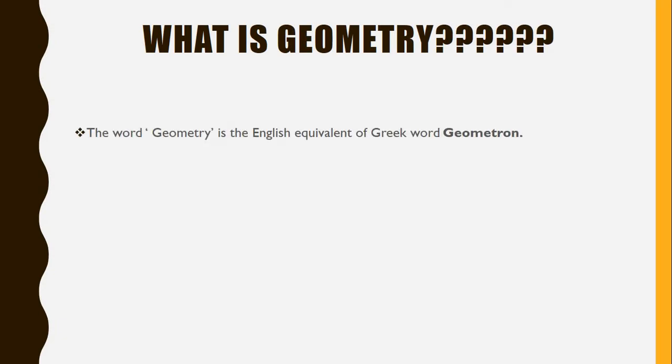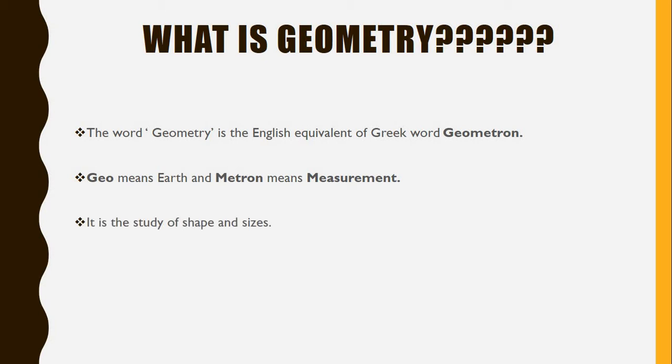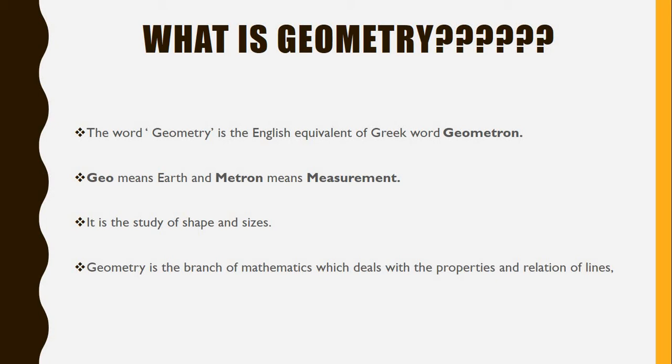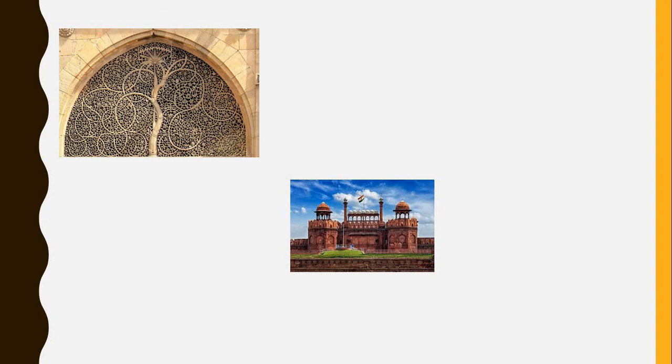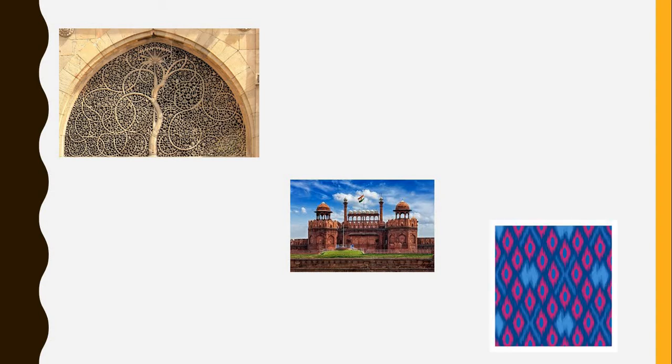The word geometry is the English equivalent of the Greek word geometron. Geo means earth and metron means measurement. It is the study of shape and size. Geometry is the branch of mathematics which deals with the properties and relation of lines, angles, surfaces, and solids. In today's life, geometrical ideas are reflected in all forms of art, architecture, engineering, clothing design, etc.